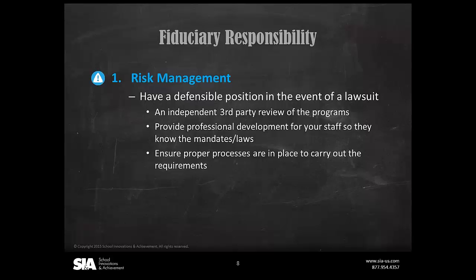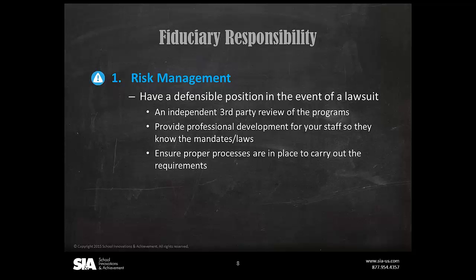So let's take a look at risk management. Risk management is about having a defensible position in the event of a lawsuit, and there's three things you need to do. You need to have an independent third party review your programs. This would be an expert with an unbiased opinion who can really tell you where your strengths and weaknesses are. You also need to provide professional development for your staff, and this would be training your staff on what the mandate requirements are. And you also need to ensure you have the proper processes in place to carry out the mandate requirements.